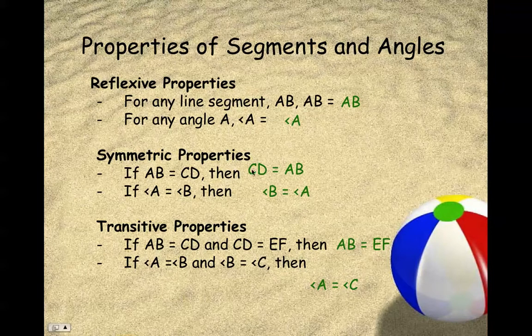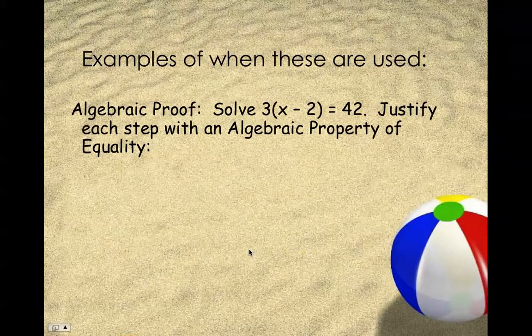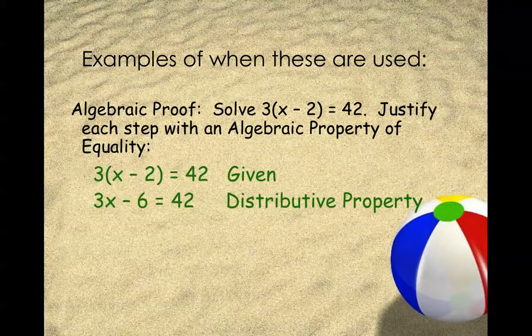There are two equations when it is the symmetric property, and there are three or more equations when it is the transitive property. So R, S, T, 1, 2, 3 will help you to remember which property is which. So here's just a quick example when we're going to use something like this for an algebraic proof to prove in this statement what x is.